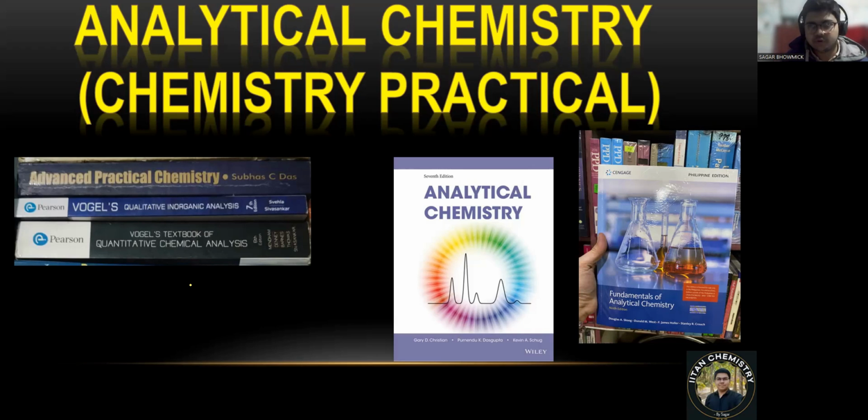So how to approach if any unknown organic compound is given, and how to analyze that, or how to determine the structure of the unknown compound. We're going to look into that.